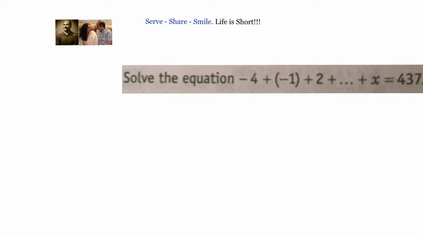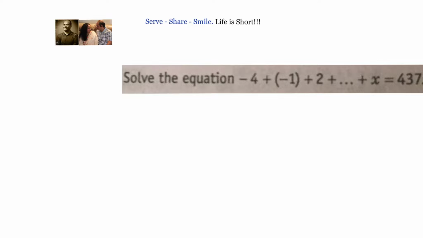Solve the equation minus 4 plus minus 1 plus 2 up to x equals 437. Now we can look at the numbers and see that we can get the subsequent number by adding a fixed value. Minus 4 plus 3 is minus 1, minus 1 plus 3 is 2. This type of sequence is known as an arithmetic sequence.